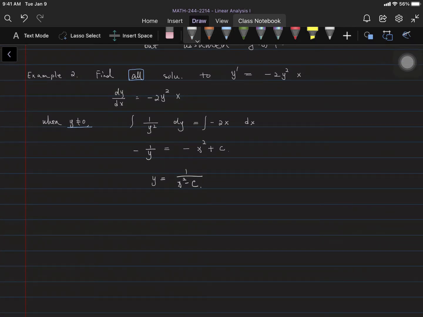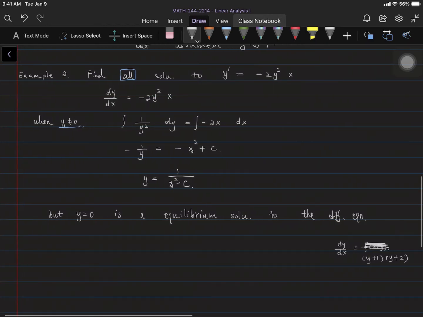But y equals 0 is an equilibrium solution. Do you still remember what the equilibrium solution definition is? A solution to this differential equation. For example, yesterday in the last class, what's the equilibrium solution? Equilibrium solution means when y is a constant, make the right side equal 0, right? It is a constant solution, so the derivative of this definitely equals 0. So we just make this equal 0. So that means y equals negative 1 and y equals negative 2. So those are the two equilibrium solutions to this differential equation.